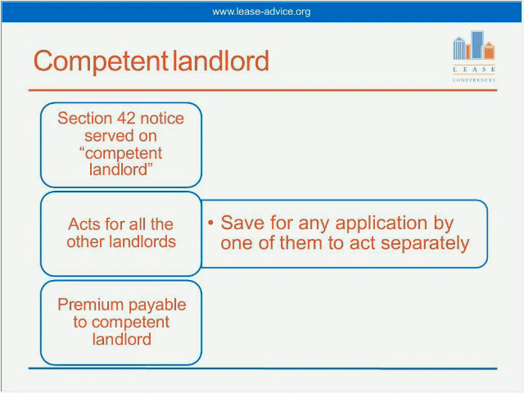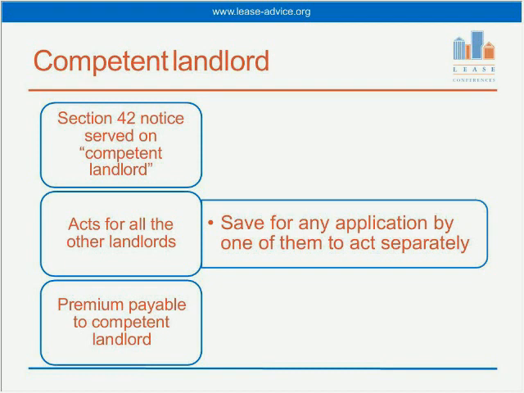It may well be that that's not a great issue if it's just a normal landlord and tenant relationship. It might be more complex where there's a tiered title structure. Now, the important thing is the competent landlord acts for all the other landlords. And the premium, the price for the lease extension, is payable to that competent landlord or their legal representatives, and that competent landlord then accounts to other landlords who might be head leases or might be co-freeholders, but usually might be head leases, sub-underleases, sub-sub-underleases, head leases in between.